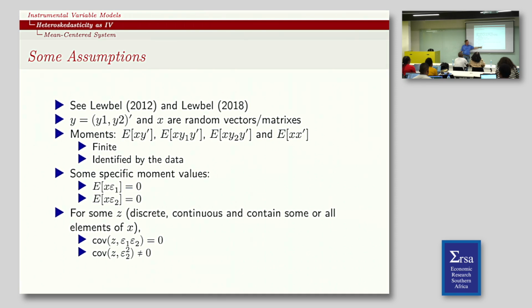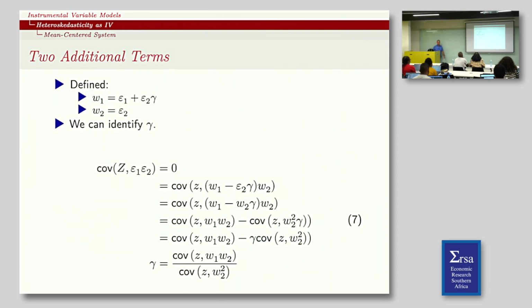W2 squared is essentially epsilon 2 squared. All right, by assumption, I've sort of renamed my terms. W2 is equal to epsilon 2. So writing this is exactly the same as writing the covariance of Z and epsilon 2. Okay? So those are the assumptions underlying the story.